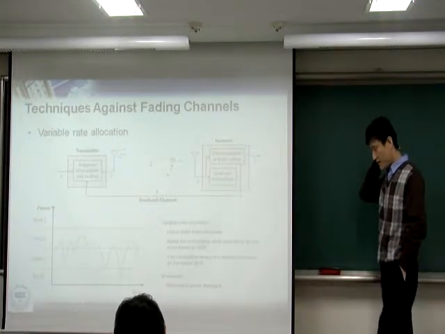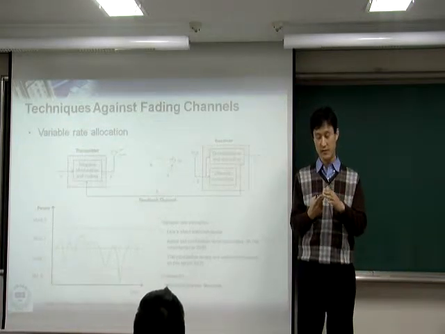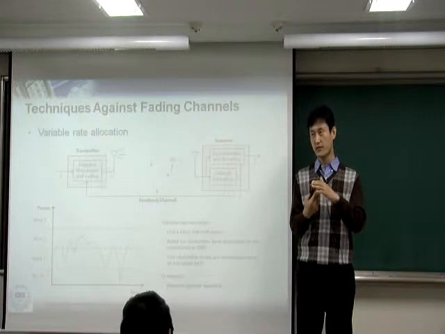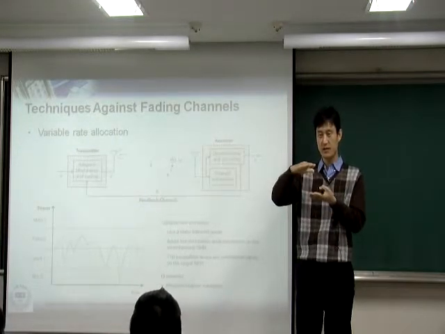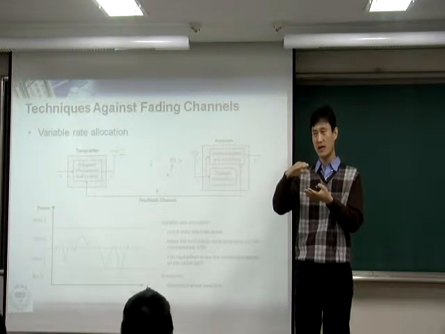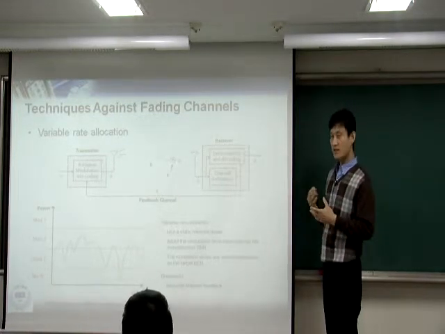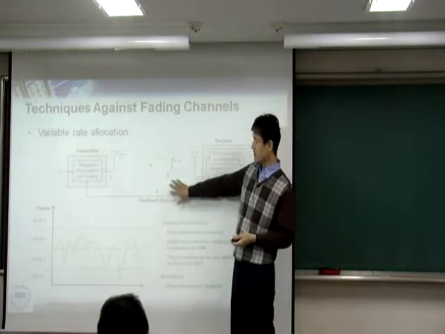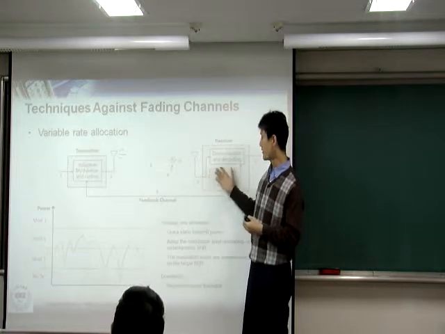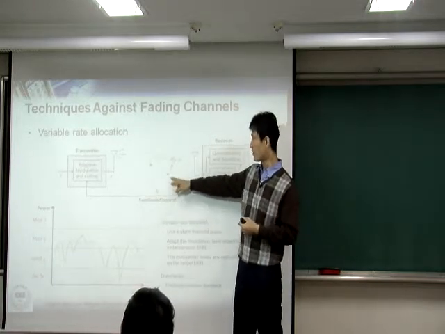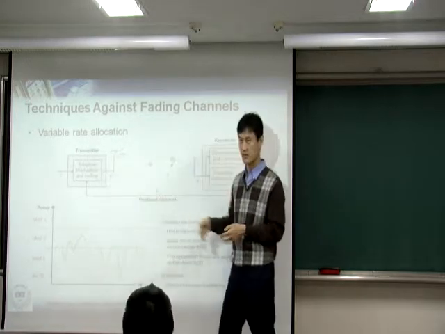Now let's think about a different approach. The previous two approaches, diversity technique and variable power allocation, are trying to reduce the fading. That way, you are trying to improve the bit error rate. Now let's think about a little bit different way. Here, in the variable rate allocation, you still want to have feedback. Our estimated fading still has to go back to the transmitter.